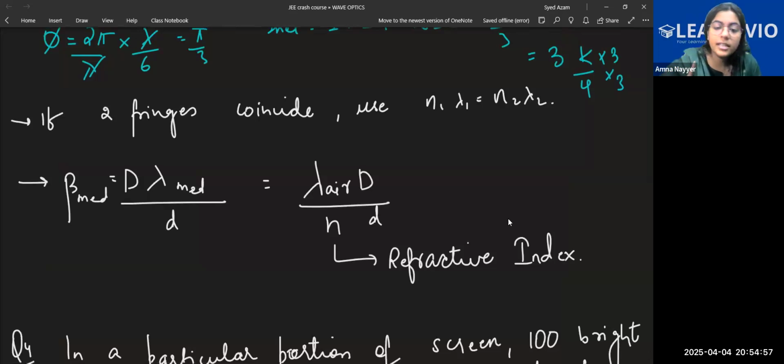Now when two fringes, if the question says, are coinciding, then use this formula: N1 lambda 1 is equal to N2 lambda 2 to get out the values of the fringes. This has come as a question. And if your entire setup of Young's double slit experiment is dipped into some other medium, oil, water, anything, then divide whatever you have solved for air by the refractive index of that medium, and you will get the fringe width. Okay, so this is one question.